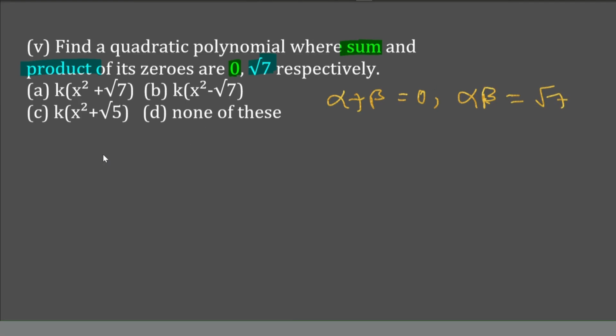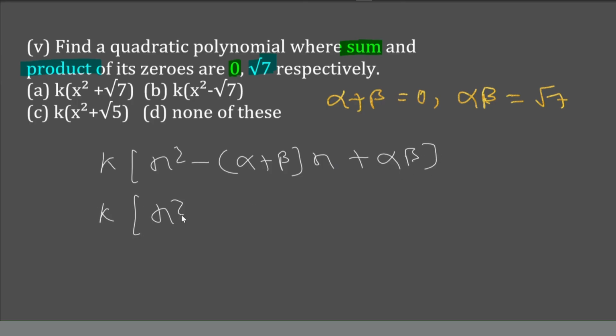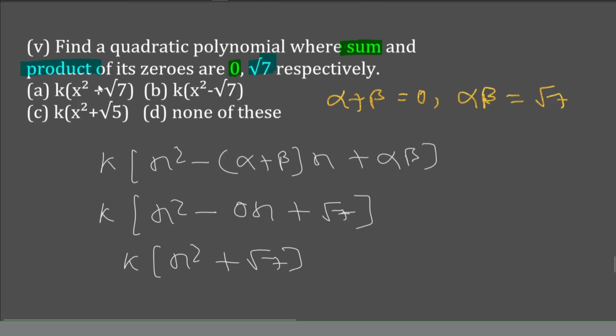Now in order to frame the polynomial, we are going to write k times x square minus the sum of the zeros times x plus the product of the zeros. So this is k bracket x square minus, what is the sum of the zeros? It is 0. So it's 0 times x plus the product of the zeros, which is positive under root 7. So now this is k only, this is x square, and 0 times x is 0, so we won't write it, and this is positive under root 7. So which is the correct option? A is the correct option in this case.